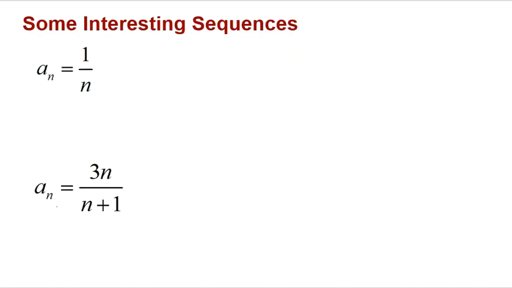Let's talk about some interesting sequences here. So this first one is 1 over n. Now that involves n, right? That doesn't involve the previous term, so this is explicit. So if I want to find the first term, all I got to do is plug in 1, and I get 1 over 1. To find the second term, I plug in 2, so I get 1 over 2. To find the third term, I plug in 3, 1 over 3. To find the fourth term, 1 over 4.